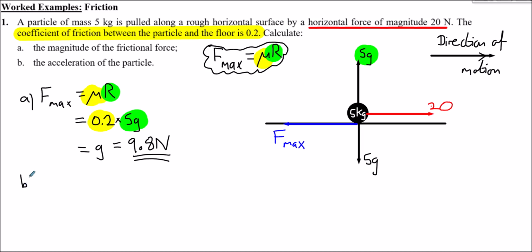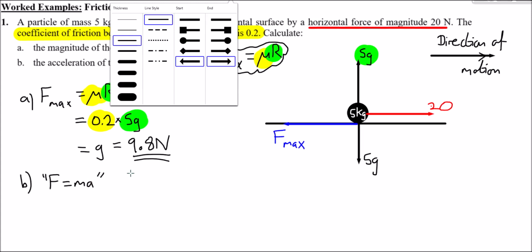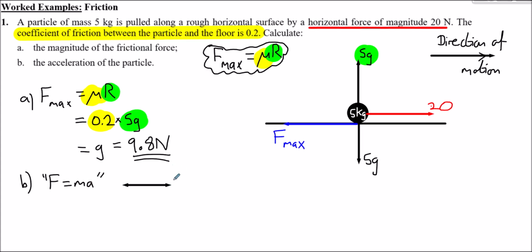And part B, the acceleration of the particle. We need to just work out the resultant force. So we can now apply F equals ma, and think about this going horizontally only. So in the horizontal direction, we've got a force of 20 going to the right. Going to the left, we have Fmax, which is 9.8. 20 take 9.8 is 10.2 newtons acting to the right-hand side. So that's the resultant force. So the resultant force acting to the right is 10.2 newtons.